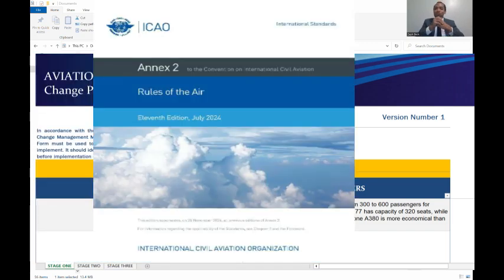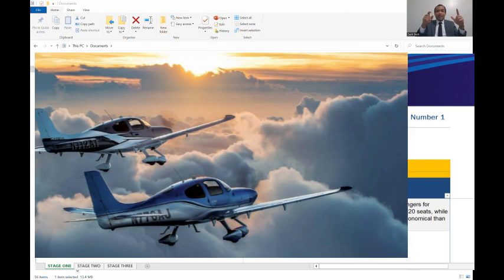Annex 2 talks about rules of the air. Just like how we operate on the road, driving our cars, going around the roundabout, who has the right of way, the stoplight, a similar thing happens in the sky. I should tell you there is this expression that the sky is the limit. There is no limit to the sky. When it comes to flying airplanes in the sky, there are limits and there are rules of the air.